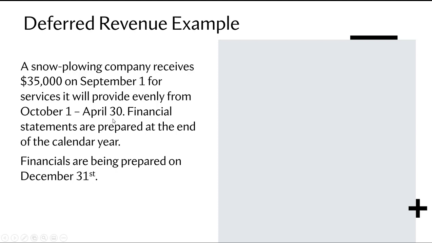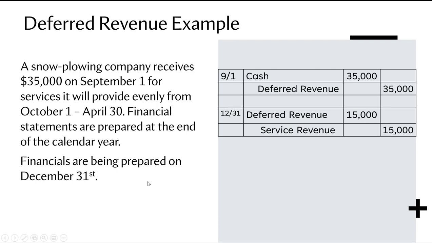October, and I always tell my students, count on your fingers. Don't be afraid to count on your fingers. October, November, December, January, February, March, April, 7 months, right? So that $35,000, we are earning evenly over 7 months. All right, let's look at the entries. So on September 1st, we got $35,000 in cash. We credit deferred revenue. This is the liability that we have to our customers. We owe them snow plowing services, right?